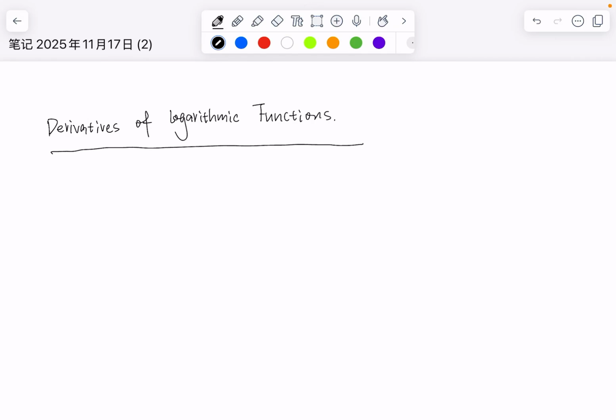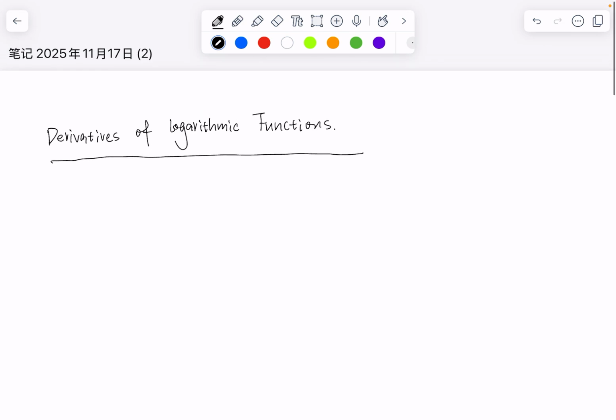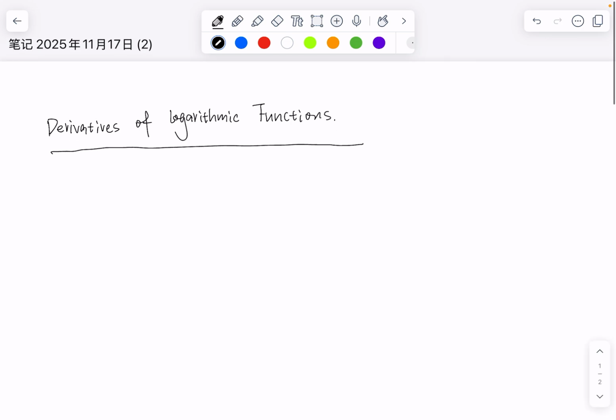Hello everyone and welcome to this lesson on the derivatives of logarithmic functions. Today we are going to unlock the rules for differentiating logs and you will see that they are surprisingly straightforward. By the end of this, you will be able to find the derivative of any logarithmic function with confidence.